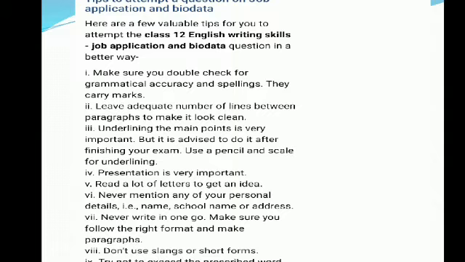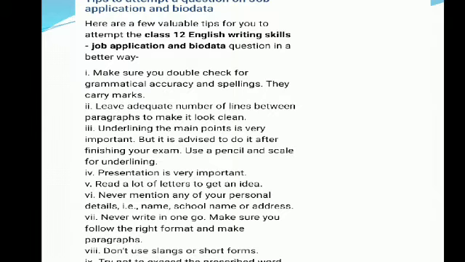The next tip, that's a very important one: never mention any of your personal details. So personal details should be avoided. What is mentioned in the question paper should be noted down. No personal details should be shared in the exam, in the answer sheet. We have to take care about this. For example, name, school name or address. This, our original name, school or address, should not be noted down, should not be written in the answer sheet.